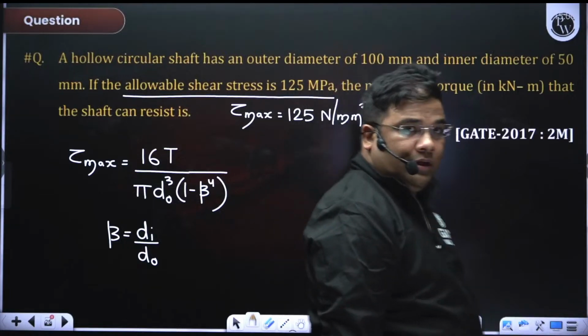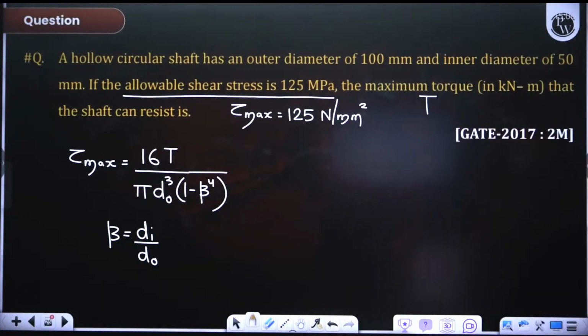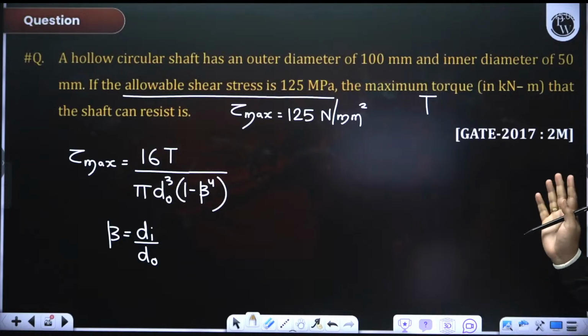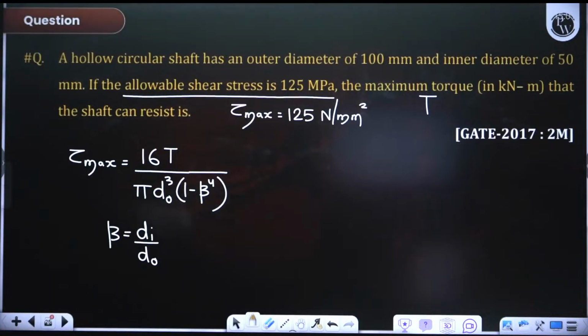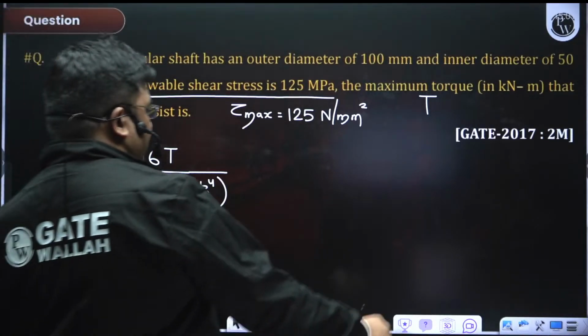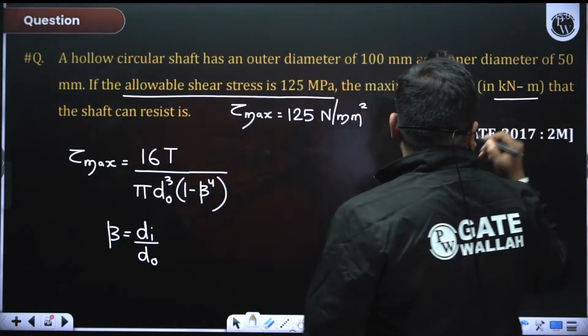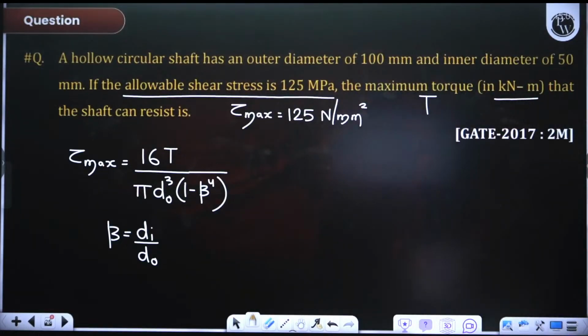So they ask you questions on the maximum shear stress both from solid shaft and hollow shaft, and you should remember this formula. This is very important from your GATE point of view for the torsion chapter. And it is given in kilonewton meter, so don't forget to convert into kilonewton meter.